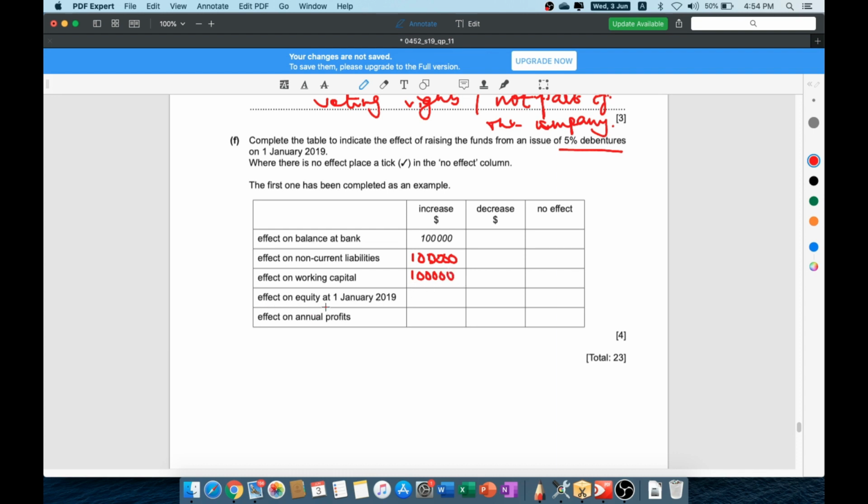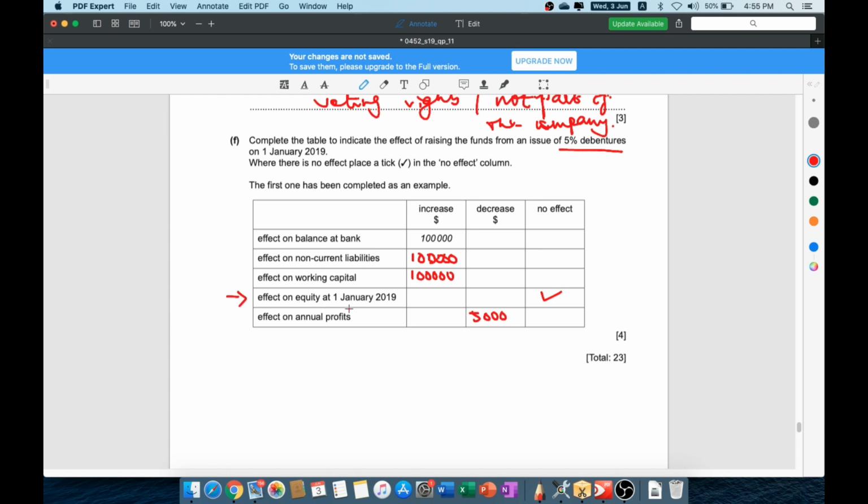Now, effect on equity at 1st January 2019. Debentures aren't included in the equity, so that is going to be no effect. And then effect on annual profits: because it has a fixed rate of interest, we calculate 5% of 100,000, that is going to be 5,000, and that is going to decrease the annual profits by $5,000 each year. All right, so let me just explain this one again.